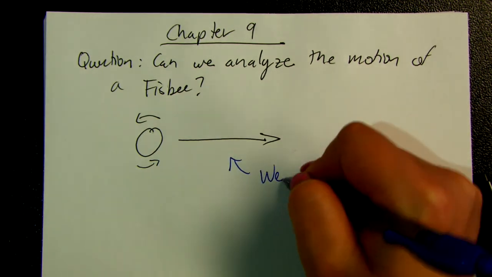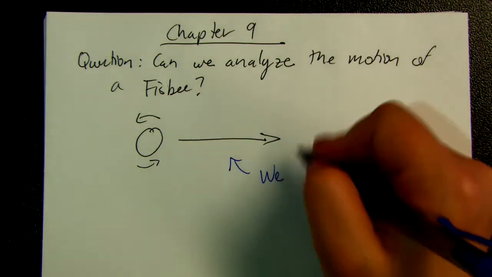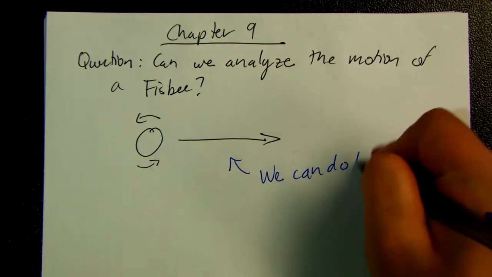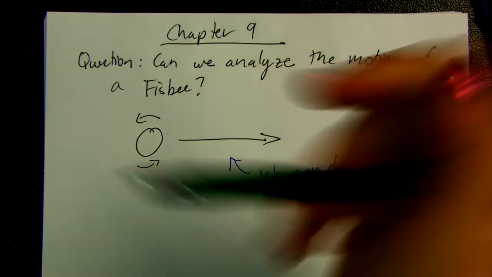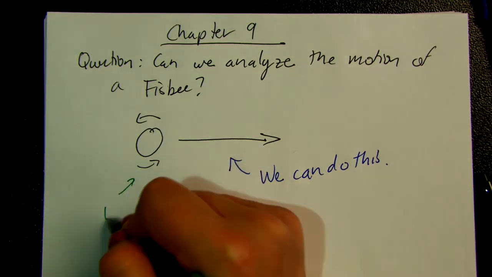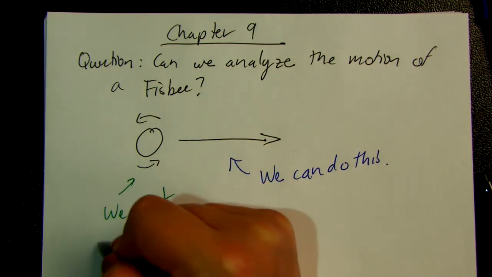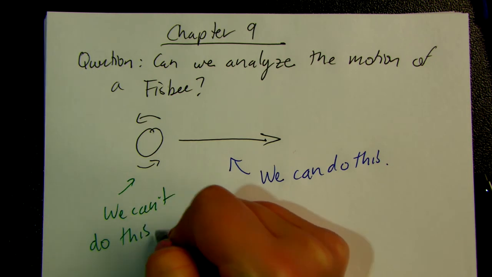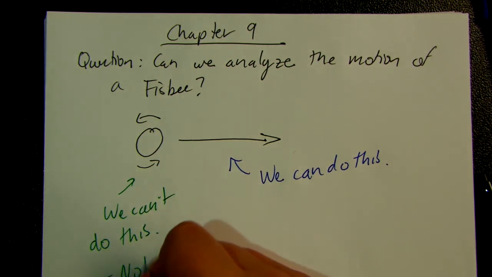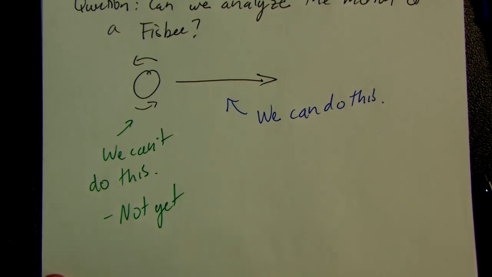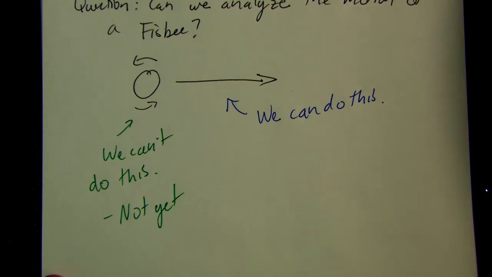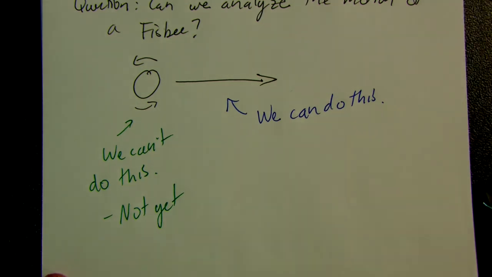We can do this. 1/2 mv squared, easy. However, we can't do this. Well, not yet. And this is the dilemma that we're going to be working on in solving in this chapter. We know things vibrate, we know they rotate, but we don't know how to handle those things yet.